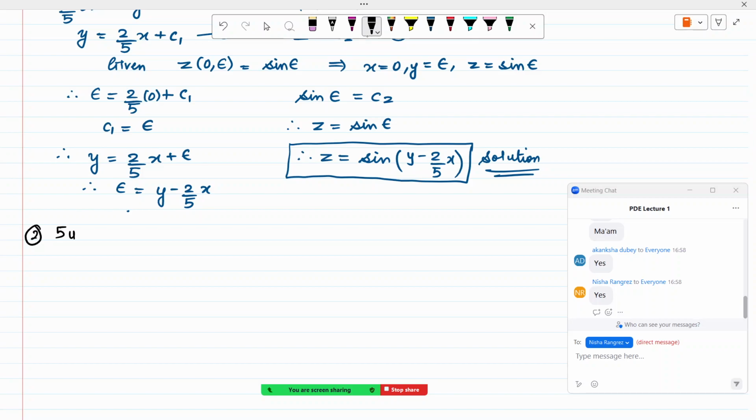5 times ux plus 2x times uy is equal to 0, and the initial condition is u at 0, y equals sine y. Your expected answer over here should be u is equal to sine of y minus 2 by 5x. So I think it's exactly the same answer which you should get.